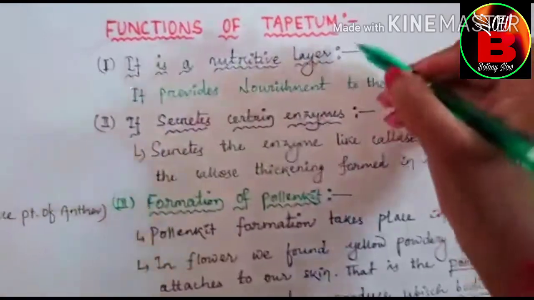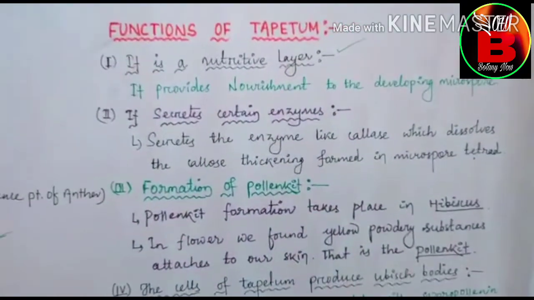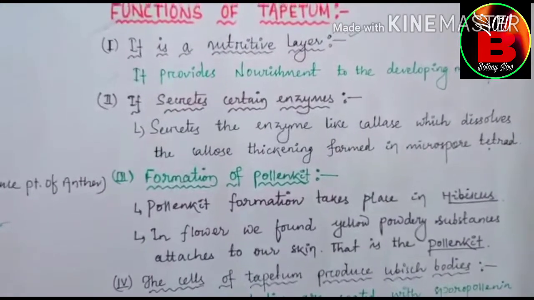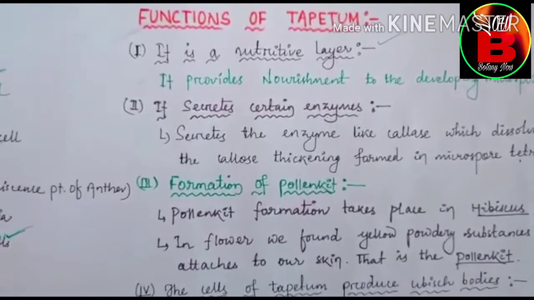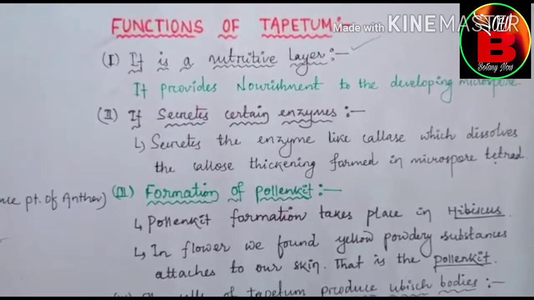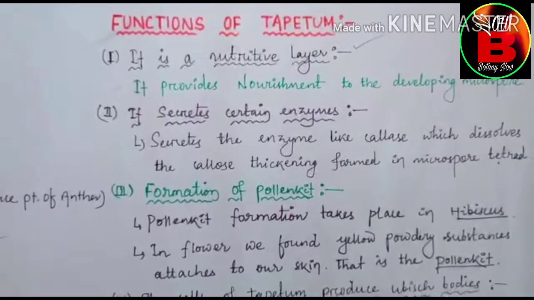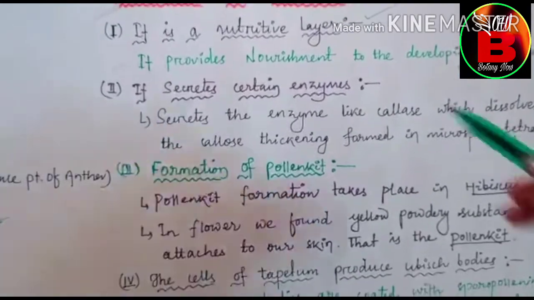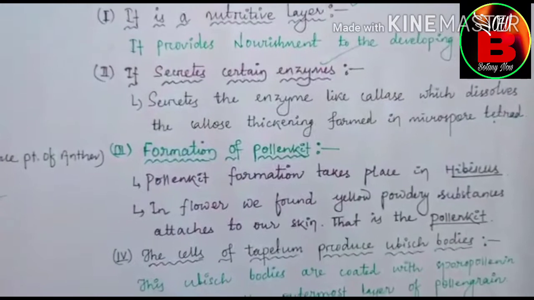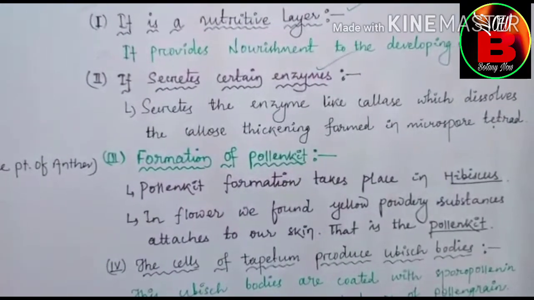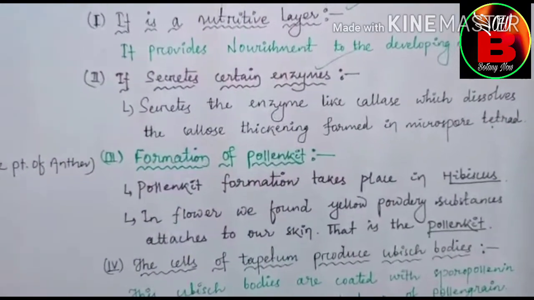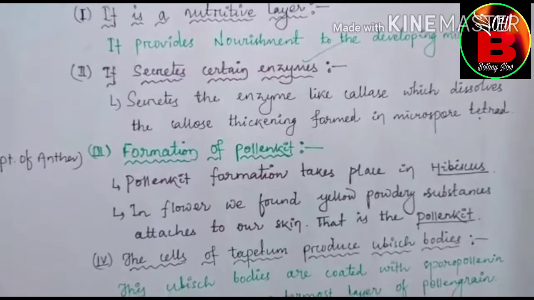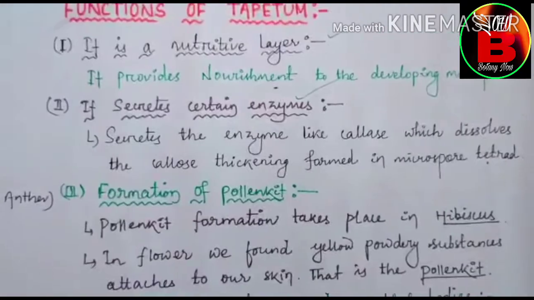First, it is a nutritive layer, meaning it provides nourishment to the developing microspore. When the microspore is formed inside the pollen sac, at that time the tapetum provides nutrition. Second, it secretes certain enzymes. The tapetal cell produces an enzyme called callase, which dissolves the callose thickening formed in the microspore tetrad.